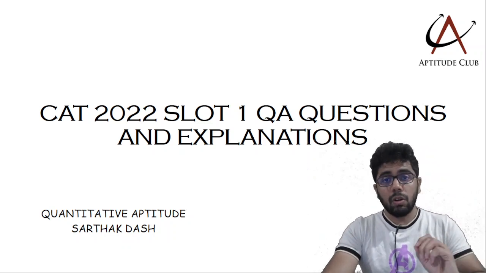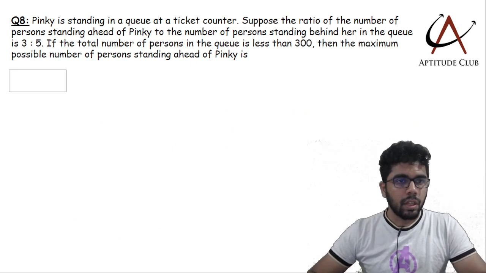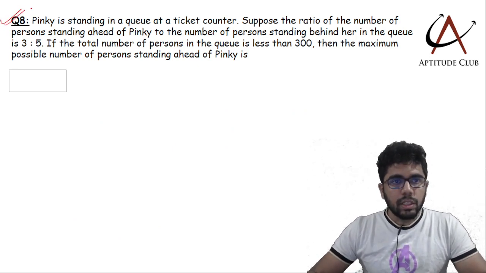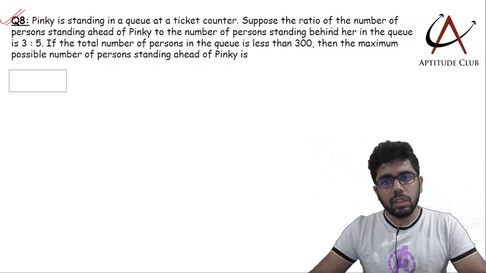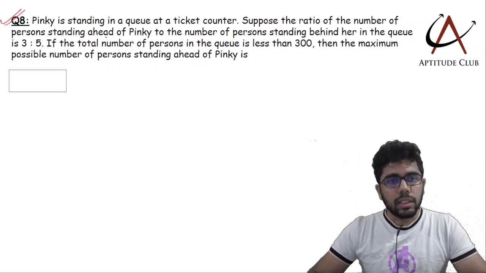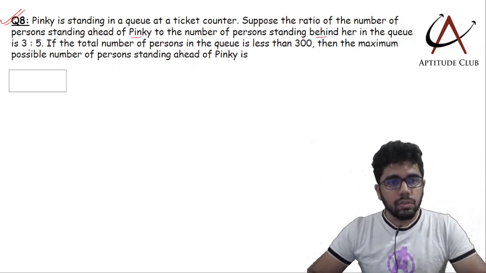So yesterday we solved till question number 7. Today we'll be beginning from question number 8. Let's take a look at this one. Pinky is standing in a queue at a ticket counter. Suppose the ratio of the number of persons standing ahead of Pinky to the number of persons standing behind her in the queue is 3:5.